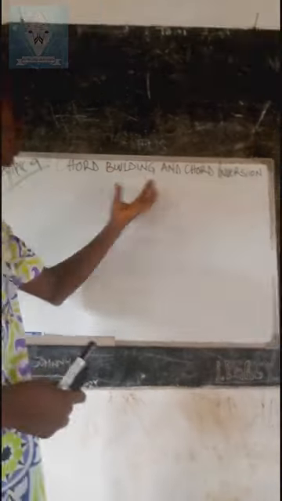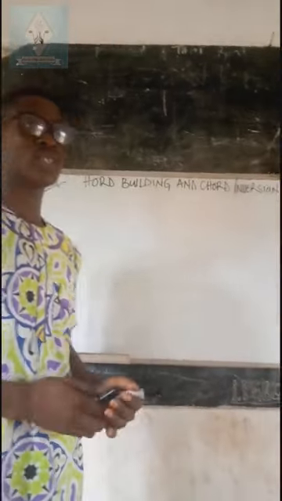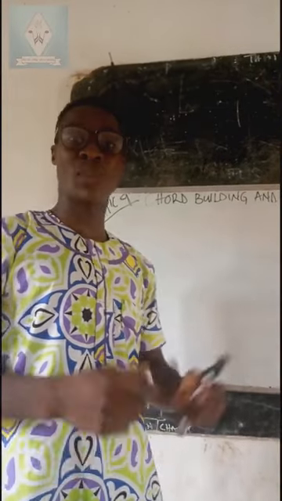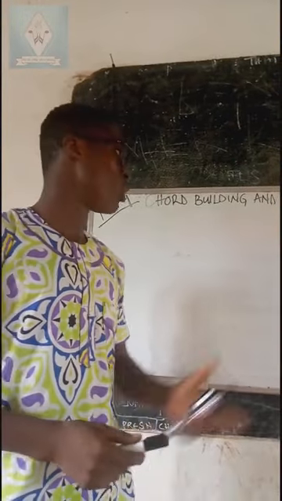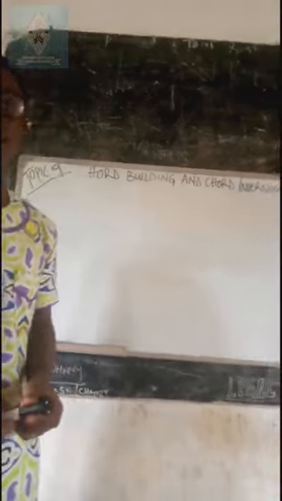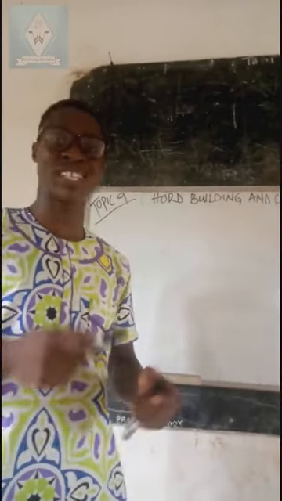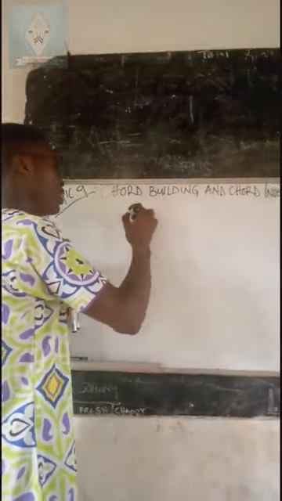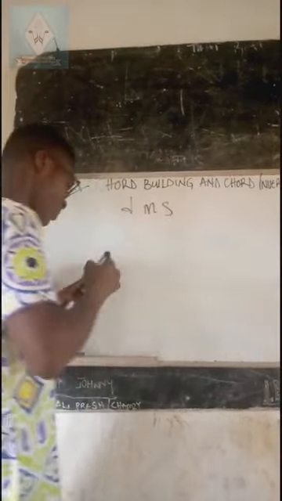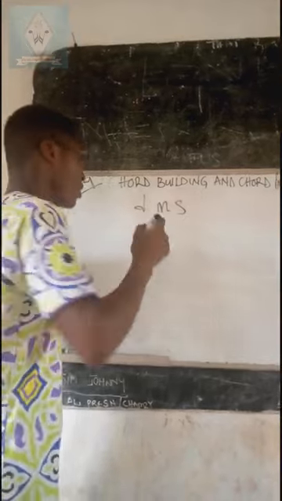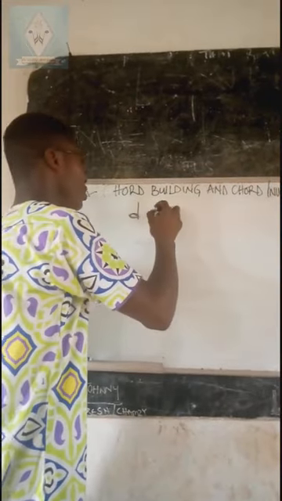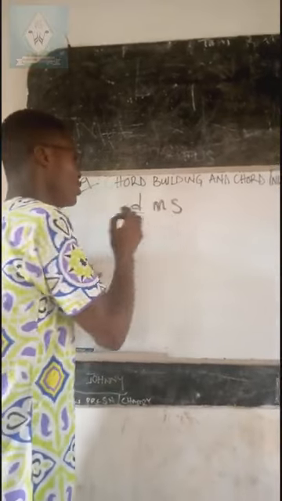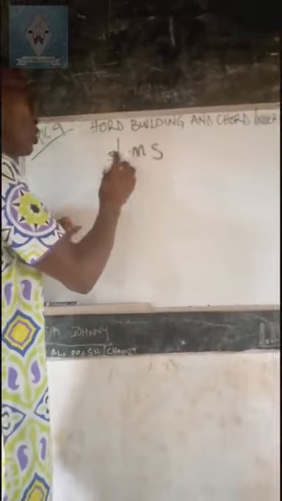Having exhausted chord building, we move to chord inversion. Now, the root in a chord is normally the lowest note in a chord, but chord inversion proposes that the lowest note in a chord must not necessarily be the root of that chord. If you have a chord like do, mi, sol, the root is do, and do is the lowest note here.